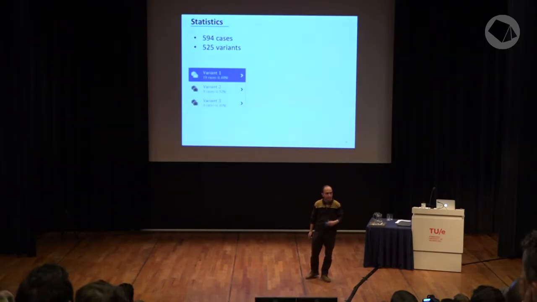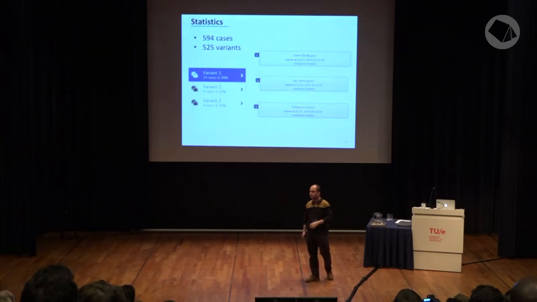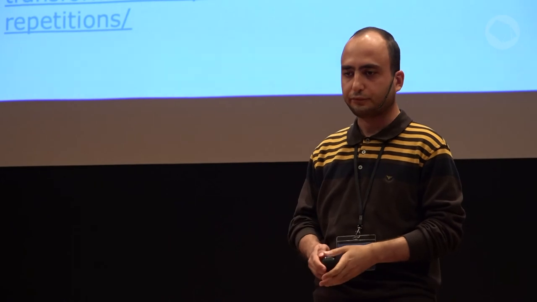The first variant, which only represents about 1% of the cases, is Kevin De Bruyne, who only takes one action, and then the ball position ends. The second variant, Jan Vertonghen, takes one action, and the ball position ends. And the third variant, Thibaut Courtois, who is the goalkeeper, takes one action and the ball position ends.